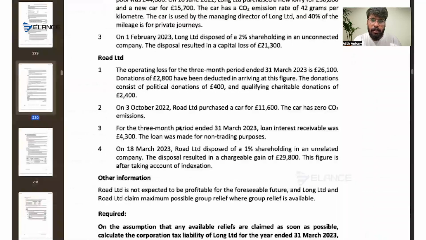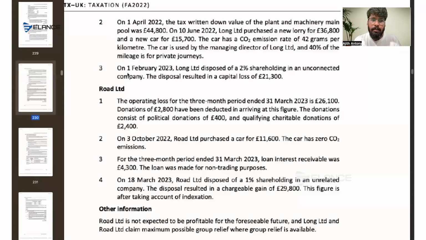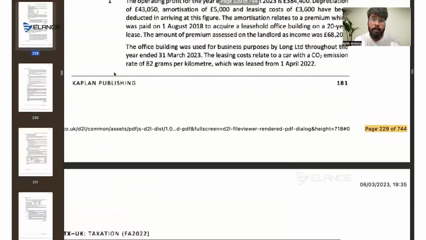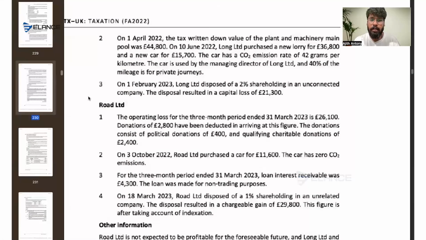And in the question, the last adjustment is of Long Limited. In Long Limited, look at the third adjustment. There was a capital loss of 21,300, and Long and Rod Limited are in a 75% group. So they can transfer any kind of loss between them, between the companies. So the capital loss of 21,300, Long Limited can transfer to Rod Limited. And in Rod Limited, there's a capital gain of 29,800.